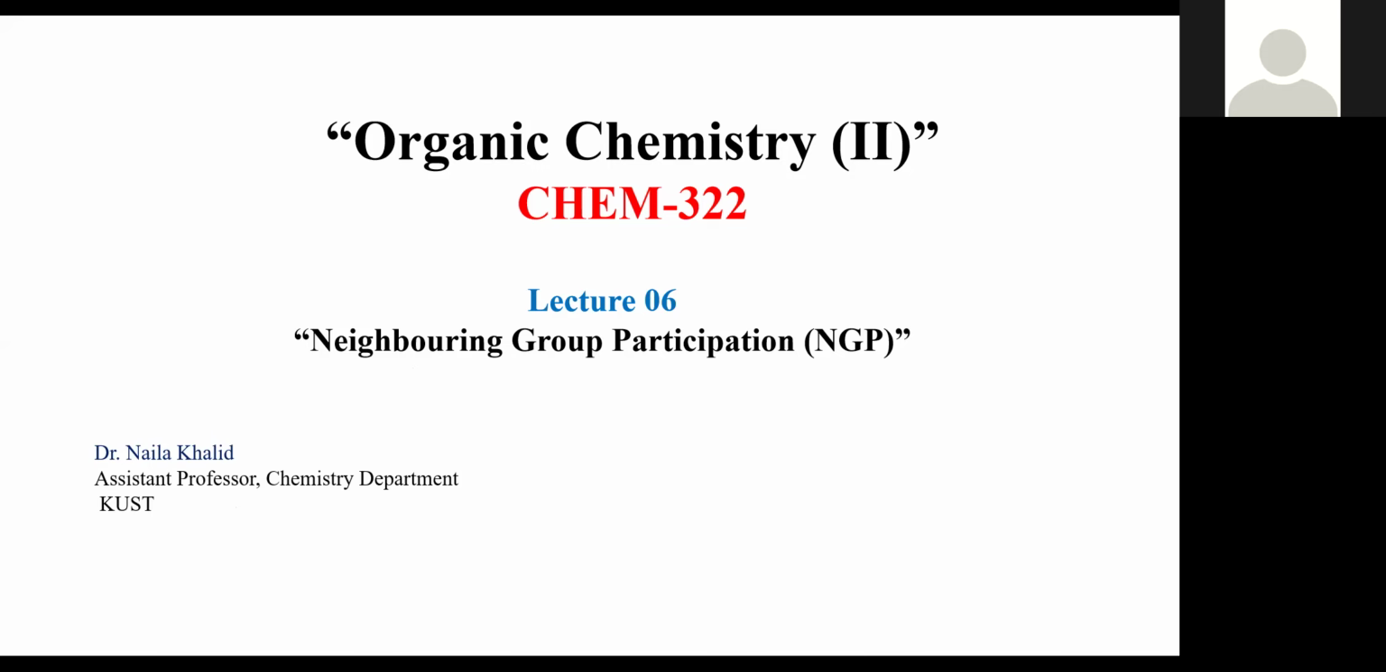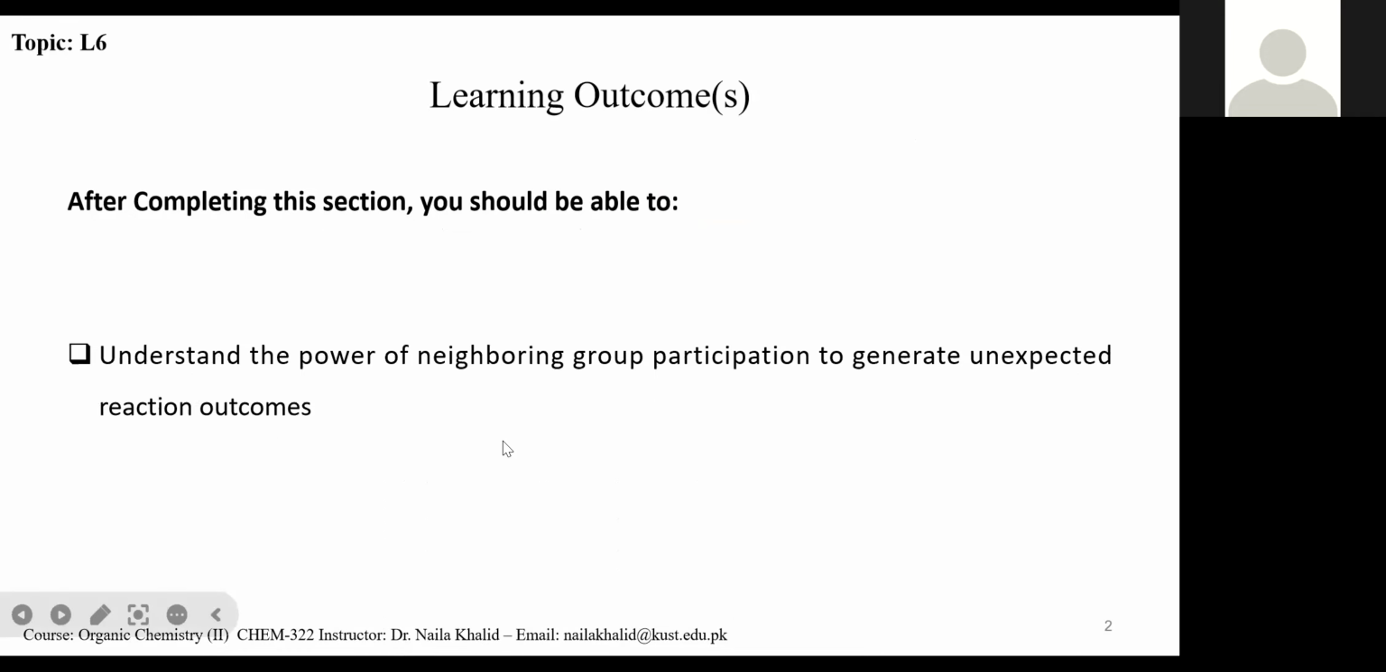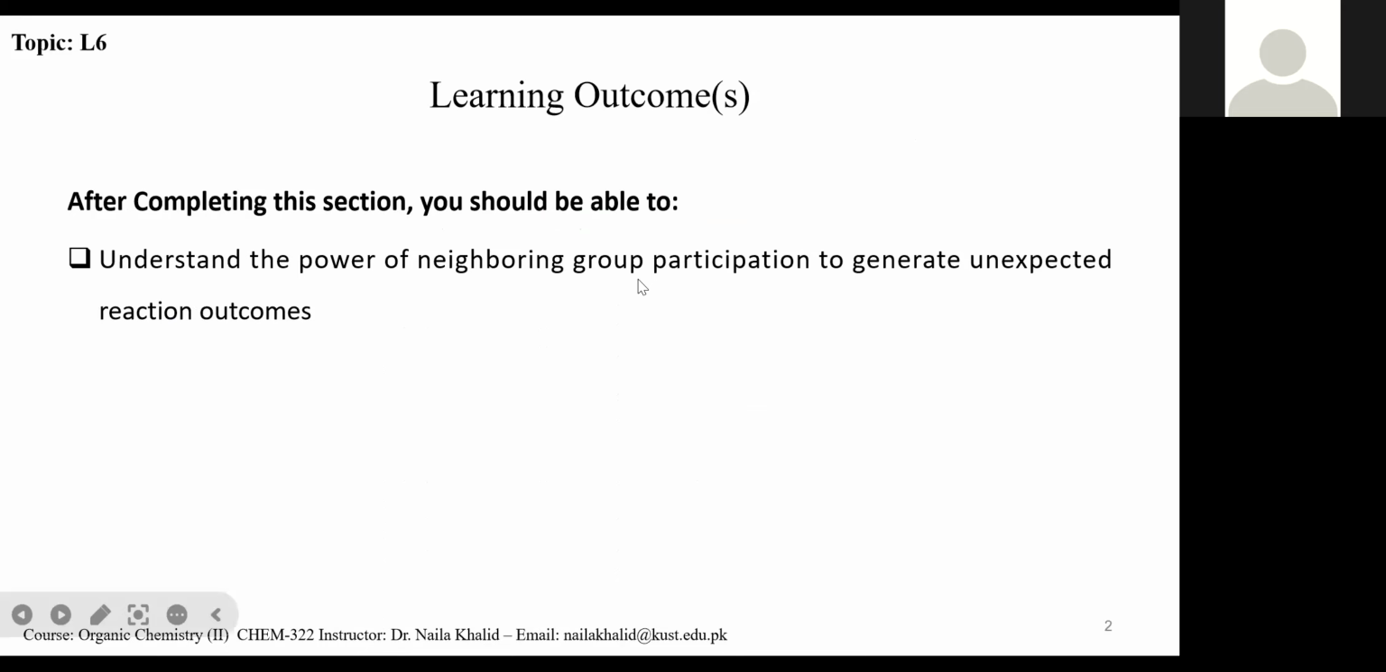So in this session, we will be able to understand the power of the neighboring group, how this neighboring group participates in certain or specific types of reactions and generates unexpected reaction outcomes. Different types of products are obtained than the expected ones.